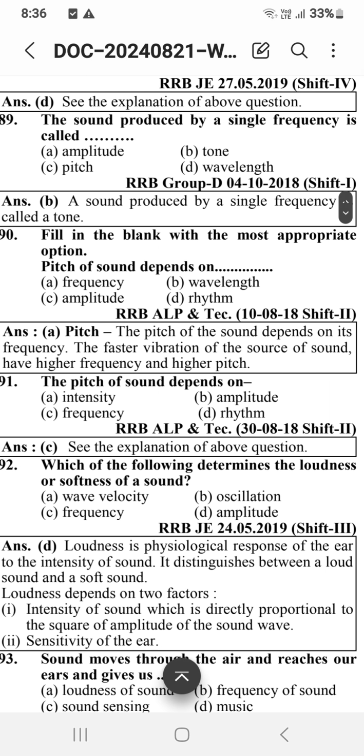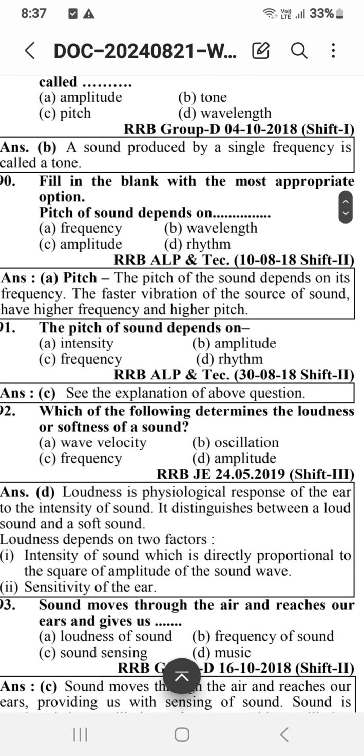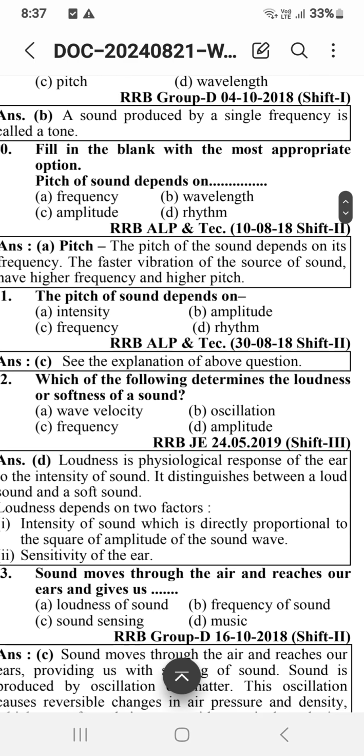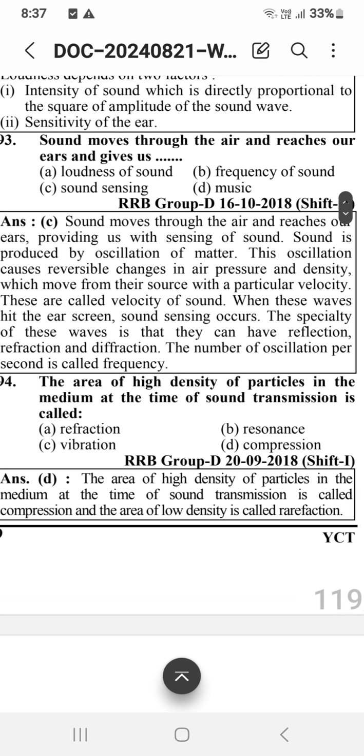Loudness is the physiological response of the ear to the intensity of the sound. It distinguishes between a loud sound and a soft sound. Loudness depends on two factors: intensity of the sound, which is directly proportional to the square of amplitude of the sound waves, and sensitivity of the ear. Sound moves through the air and reaches our ears, giving us a sound sensation. The area of high density of particles in the medium at the time of sound transmission is called compression.